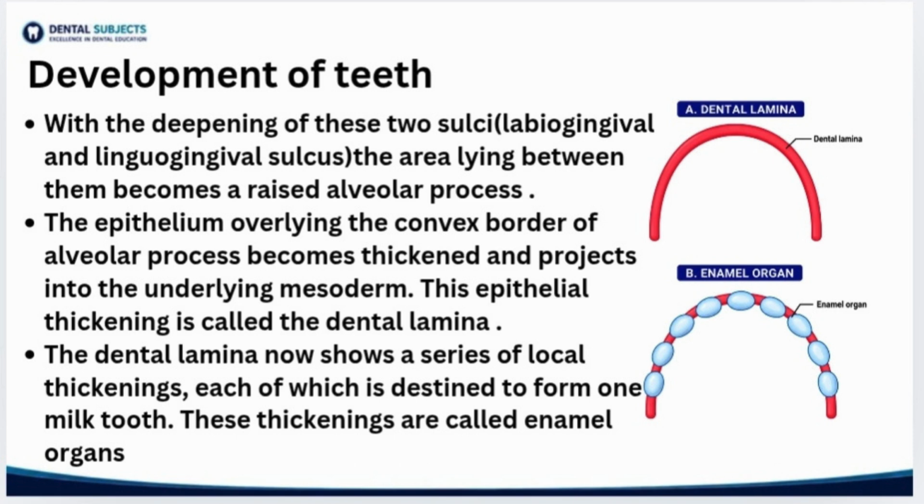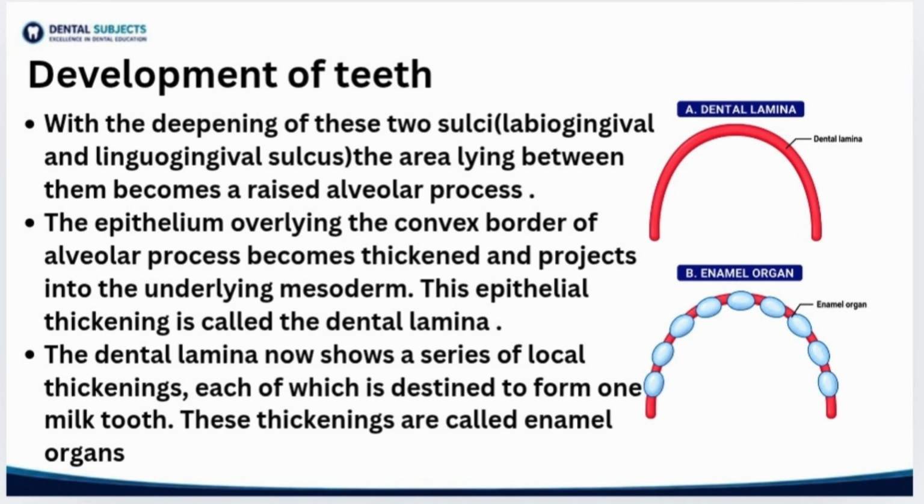Development of the tooth starts from the alveolar process. The alveolar process forms in between the labiogingival and the linguogingival sulcus. A sulcus is nothing but a depression. In between the two depressions, there will be a raised area. That area is known as the alveolar process, which is U-shaped. That is our arch.